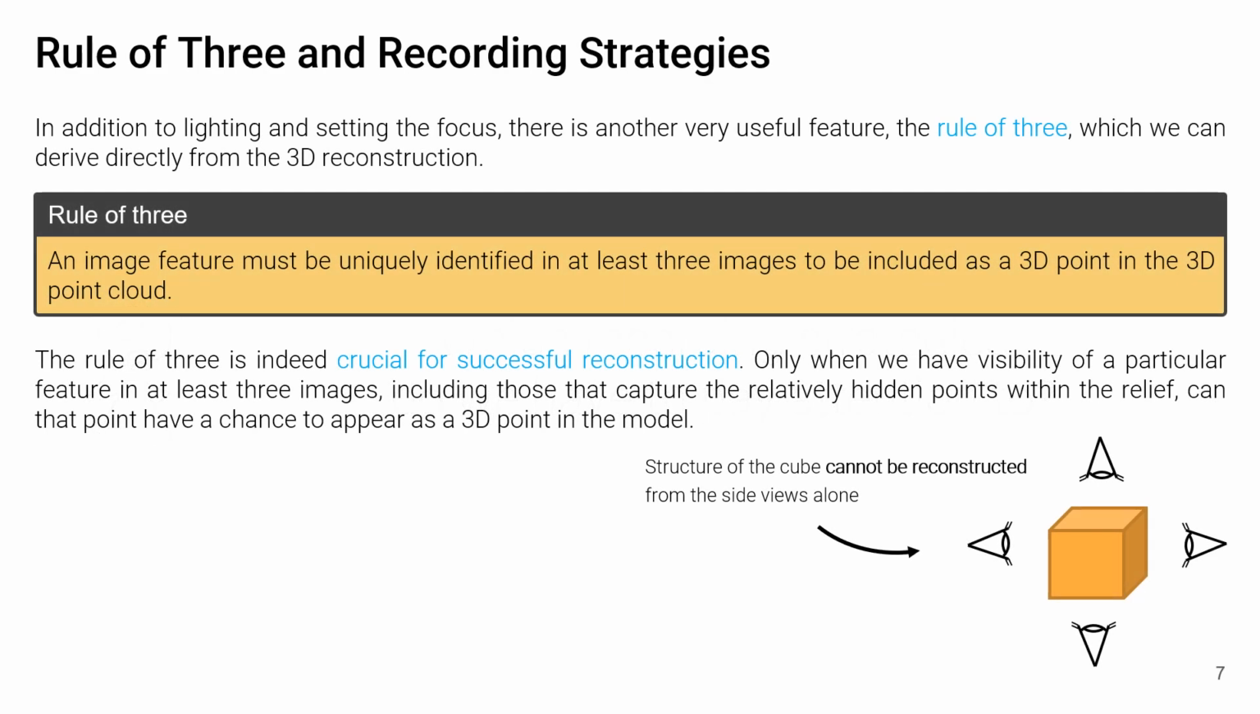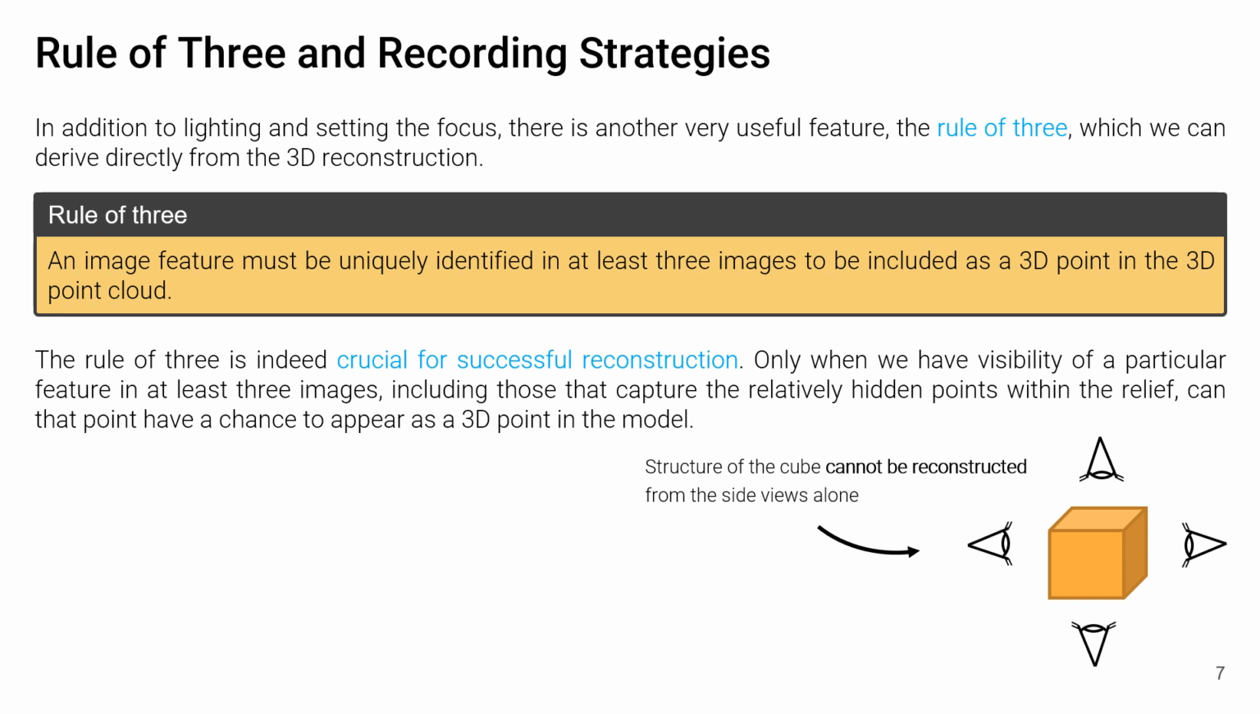In addition to lighting and setting the focus, there is another very useful feature, the rule of 3, which we can derive directly from the 3D reconstruction. We can say an image feature must be uniquely identified in at least 3 images to be included as a 3D point in the 3D point cloud. The rule of 3 is indeed crucial for successful reconstruction.